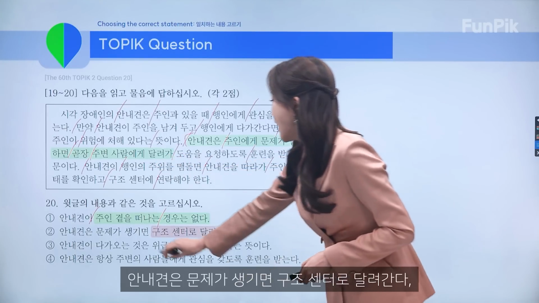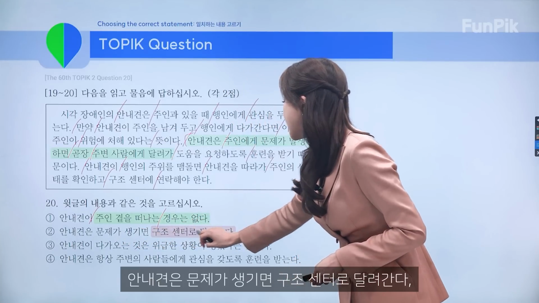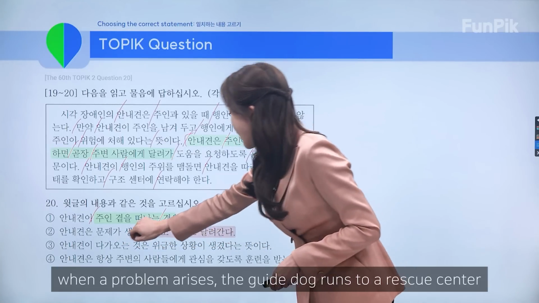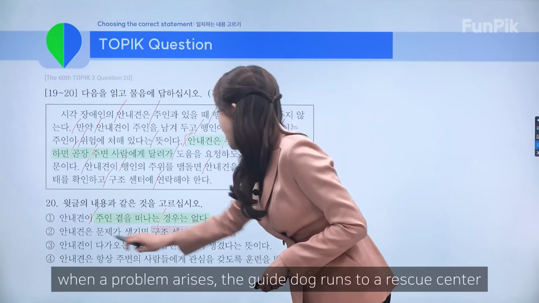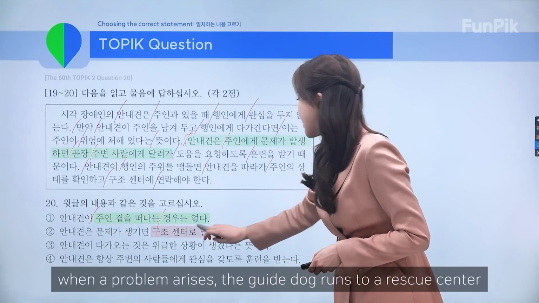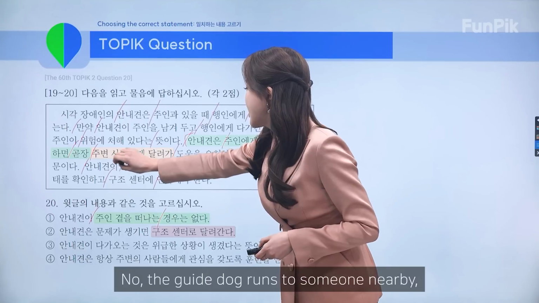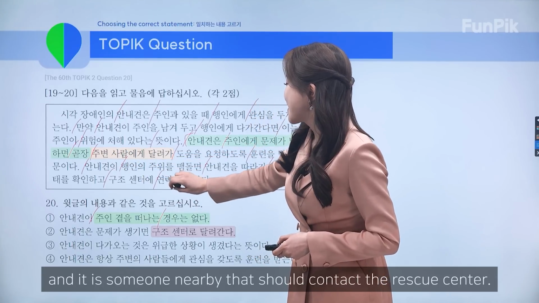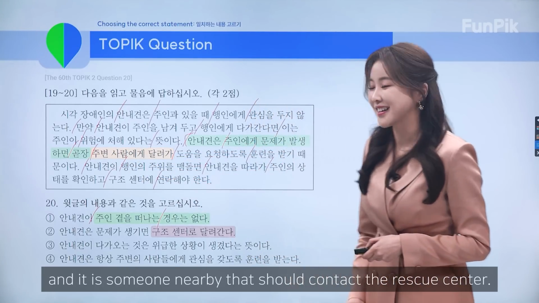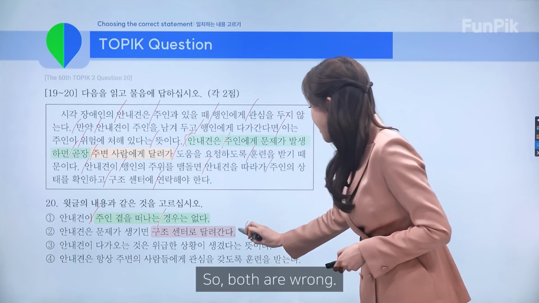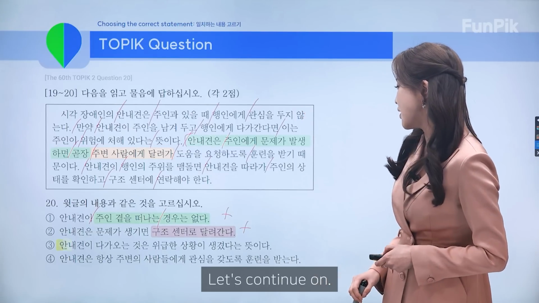The next one. 안내견은 문제가 생기면 구조센터로 달려간다. When a problem arises, the guide dog runs to a rescue center. No, the guide dog runs to someone nearby. And it is someone nearby that should contact the rescue center. So both are wrong. Let's continue on.